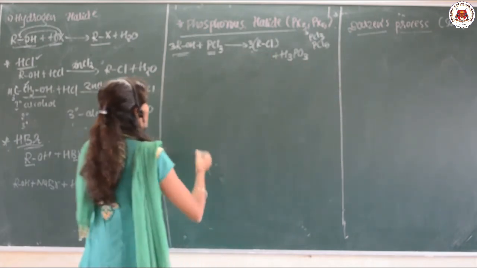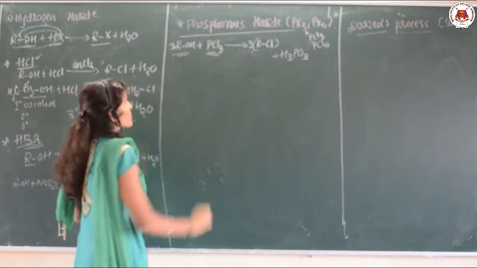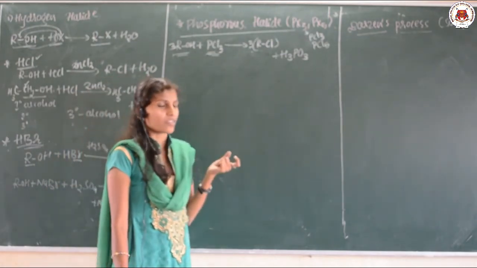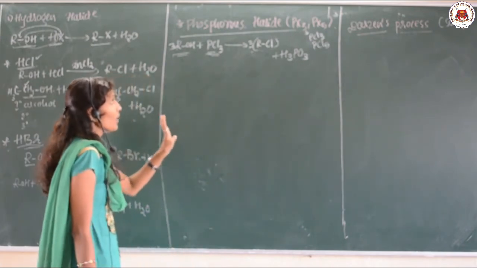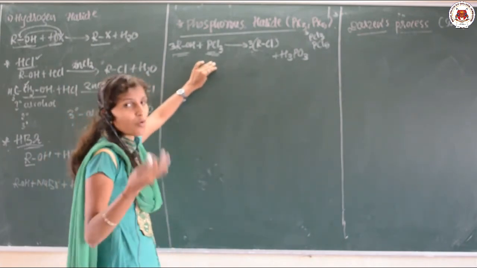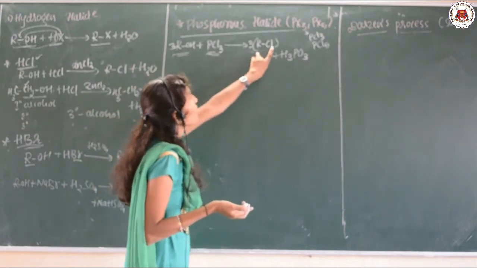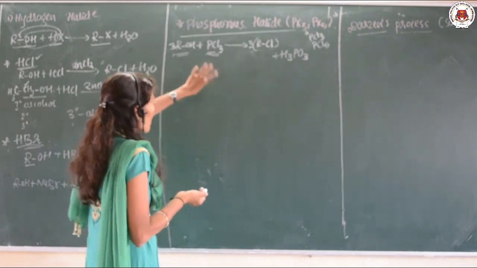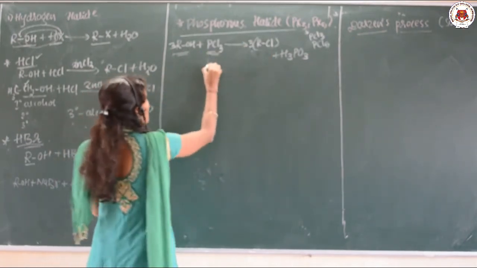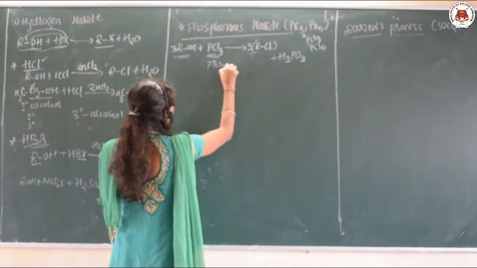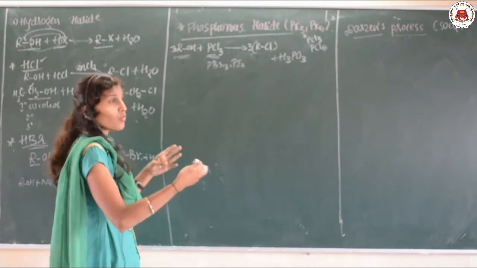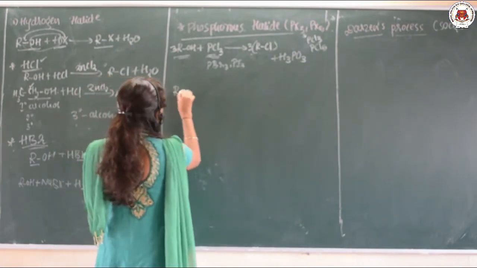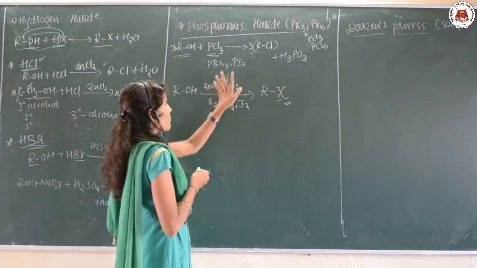So, PCl3 exists. Similarly, PBr3 or PI3 is not available. So, during that time, how do we prepare RI or RX type of compounds, because PBr3 or PI3 is not directly available? During that time we are going to use one more method.